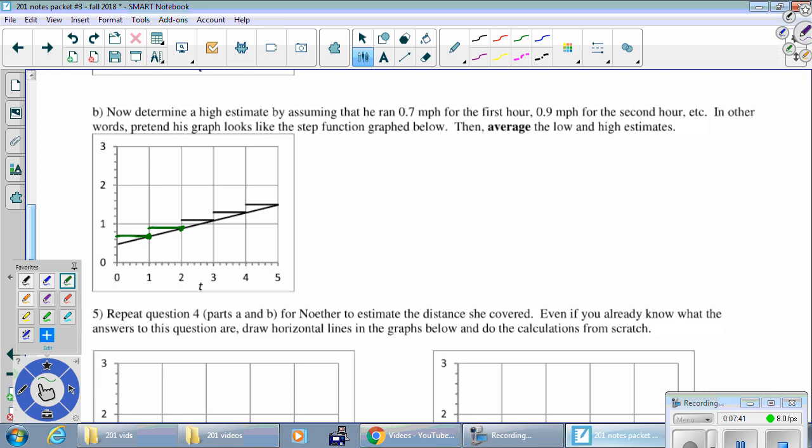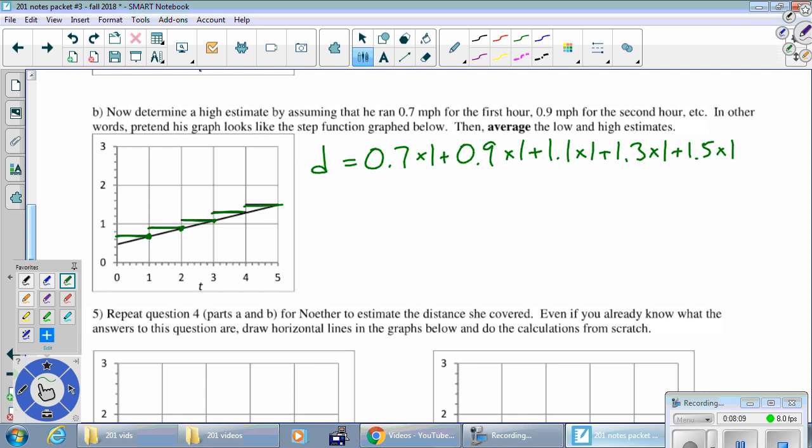And then at the end of the second hour was 0.9, and we'll just assume that's constant for the whole second hour, and then 1.1, 1.3, and about 1.5 there. So this will be an overestimate in the first hour, 0.7 miles an hour times 1 hour, 0.9 times 1, okay, so let's do this calculation. 1.6, no, let's do it differently. 2, 4, 5.5.